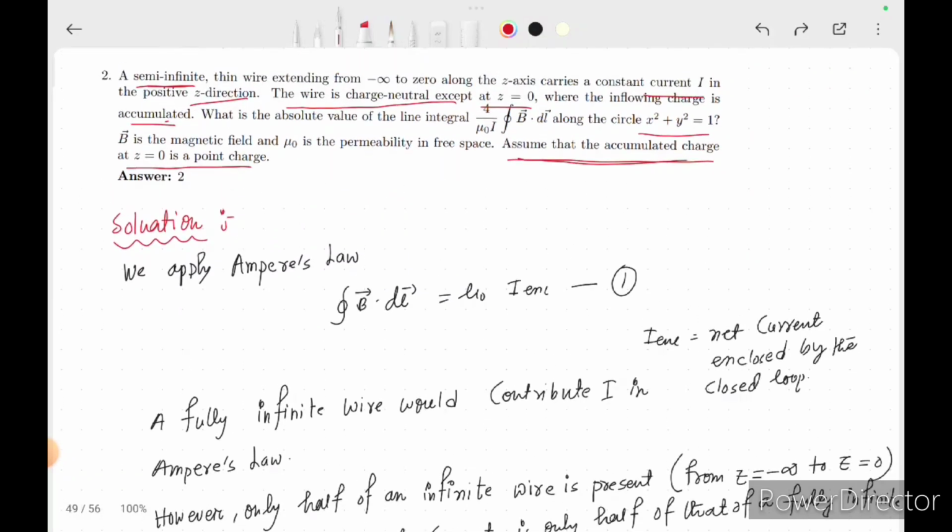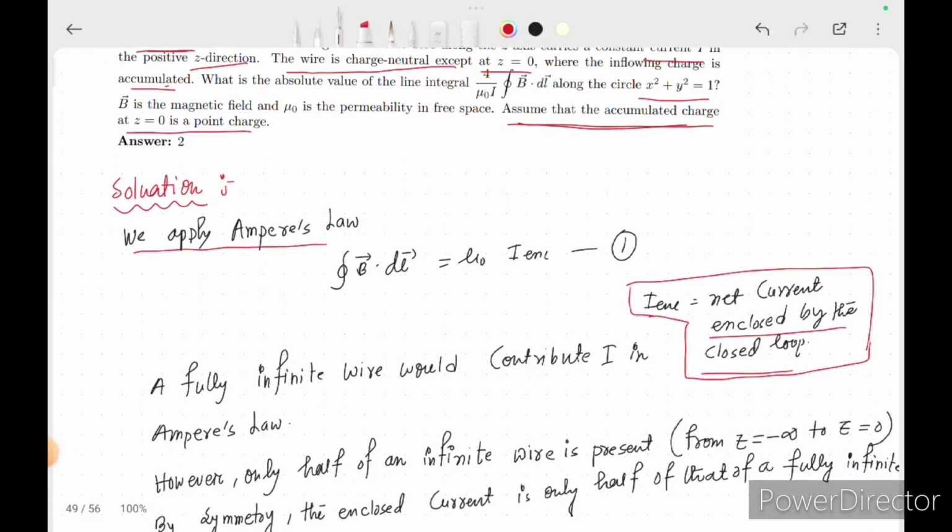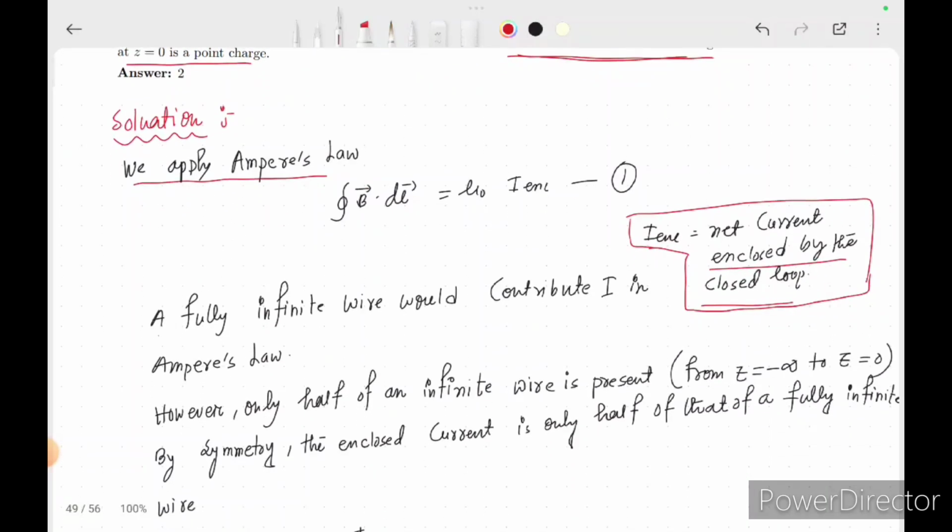We just calculate the magnetic field. First of all, to calculate this integral, we apply Ampere's law. What is Ampere's law? The integral of B dot dl equals mu 0 I enclosed. I enclosed is nothing but the net current enclosed by the closed loop. A fully infinite wire would contribute I in the positive z direction, as already mentioned in the question.